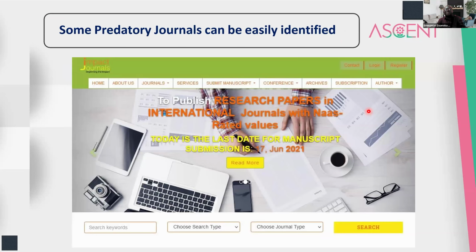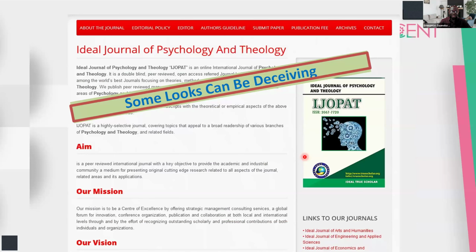So some predatory journals can be easily identified. Look at this website, you see, it's like a group of journals. They won't give you the exact name of the journal unless you go, then you select the journal under that publisher. I mean, it is a problem. So to publish research papers in international journals with NAS rated values, today is the last date for manuscript, so they will just be giving such adverts. No. Even with this deadline they have given, let me tell you, when the deadline expires and you still contact them, they will accept. That is one of the features that you can see.